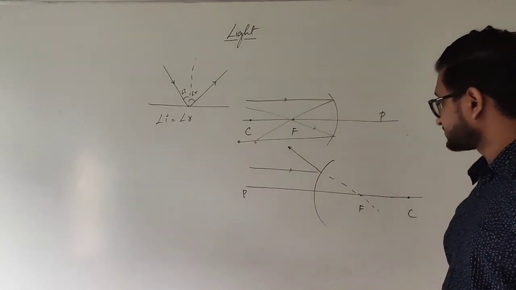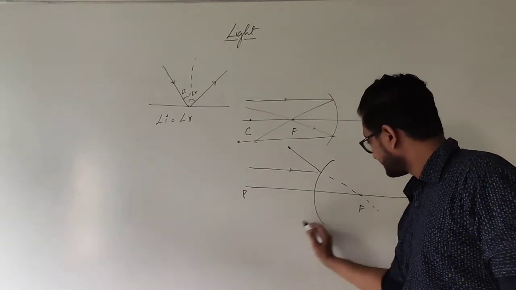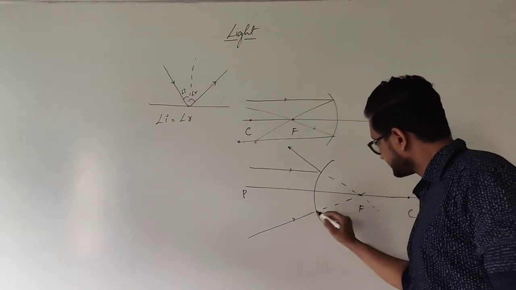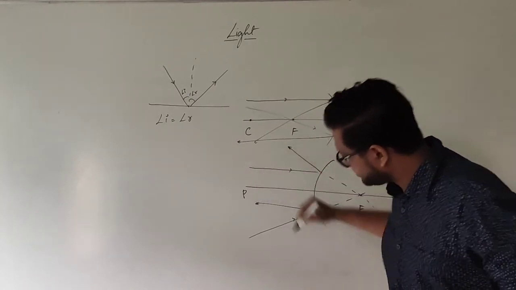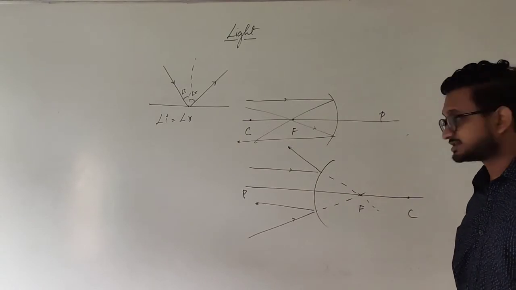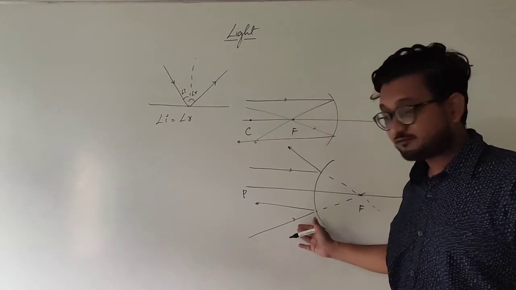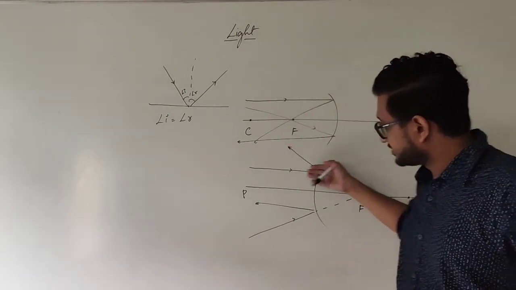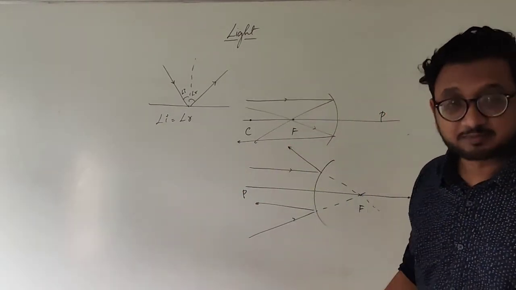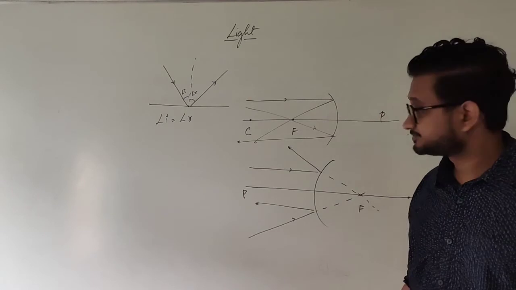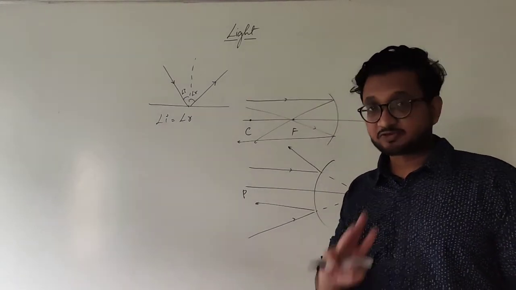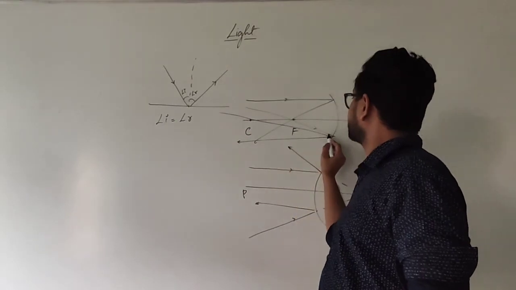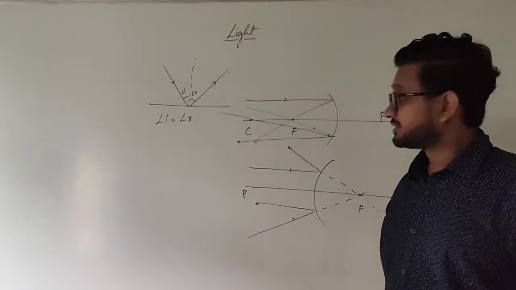Same thing over here as well. If you imagine, let's say a ray of light passes through focus like this, then after incidence it will reflect and become parallel to the principal axis. It does not mean that the ray of light will be incident only from the bottom. If the ray of light passes like this, then also it will become parallel. Quite simple.